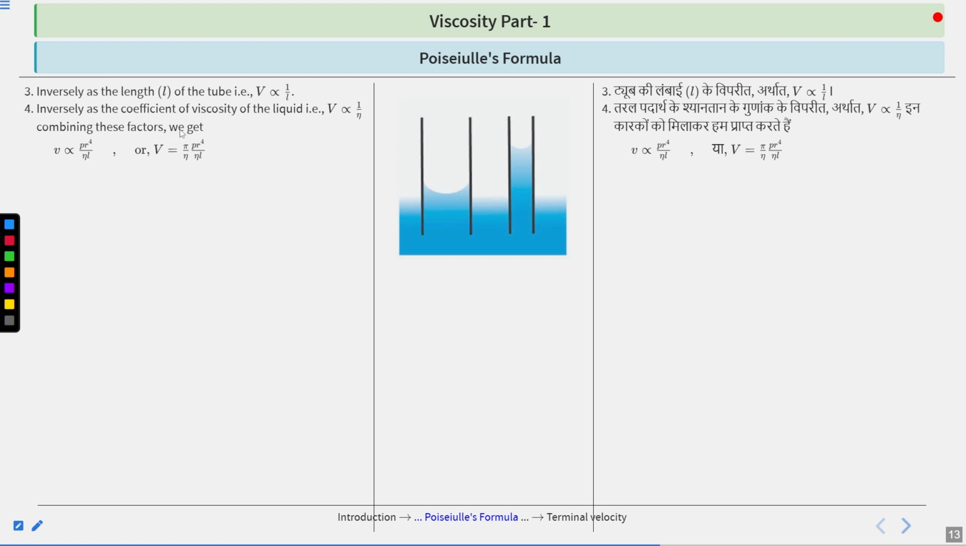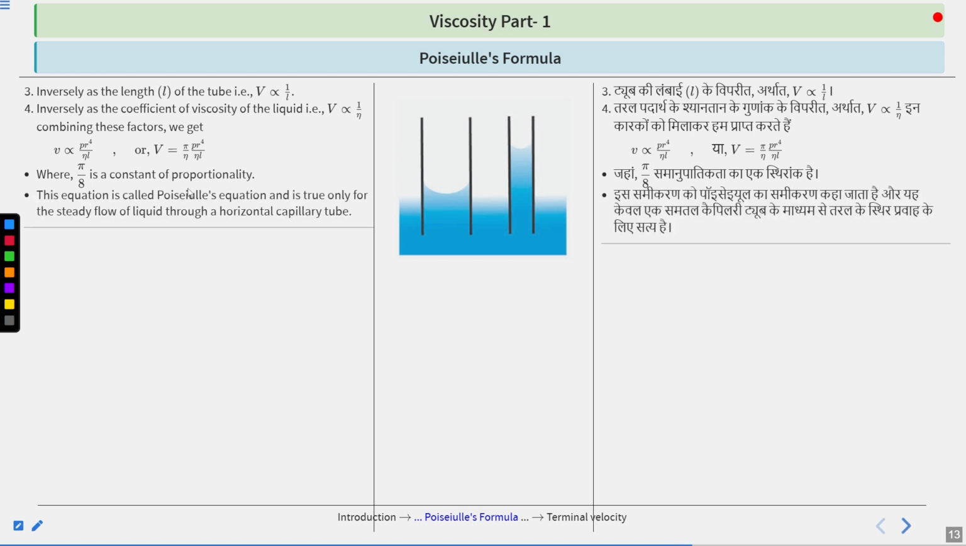Combining these factors we get V is directly proportional to P into r to the power 4 by eta into L, or V equals pi P r^4 by 8 eta L, where pi by 8 is the constant of proportionality. This equation is called the Poiseuille equation and is true only for the steady flow of liquid through a horizontal capillary tube.